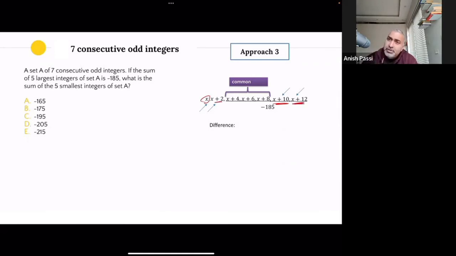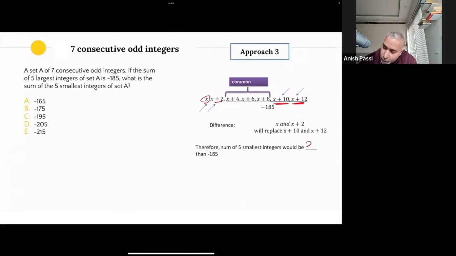So I have to reduce negative 185 by 20. That means negative 185 minus 20. Right? The sum of the 5 smallest integers would be 20 less than negative 185. So the sum would be negative 205. This way also we get to the same answer.